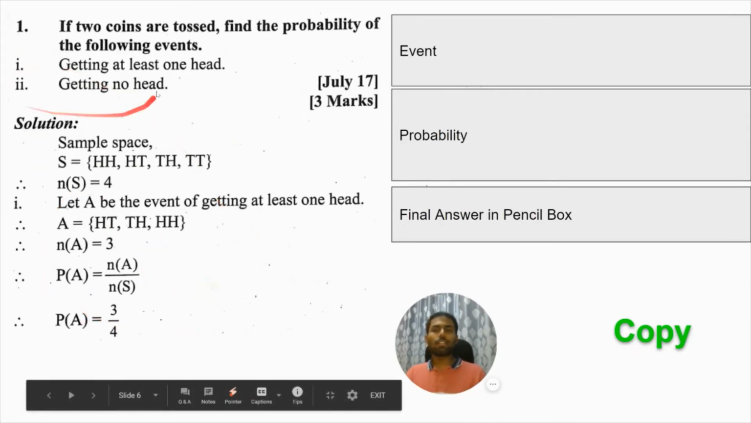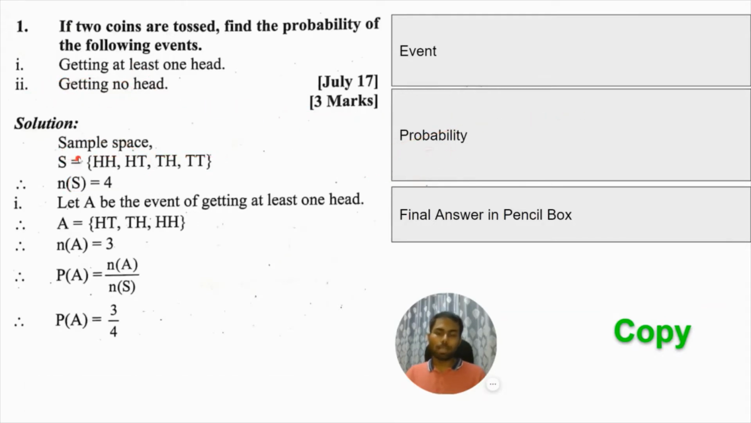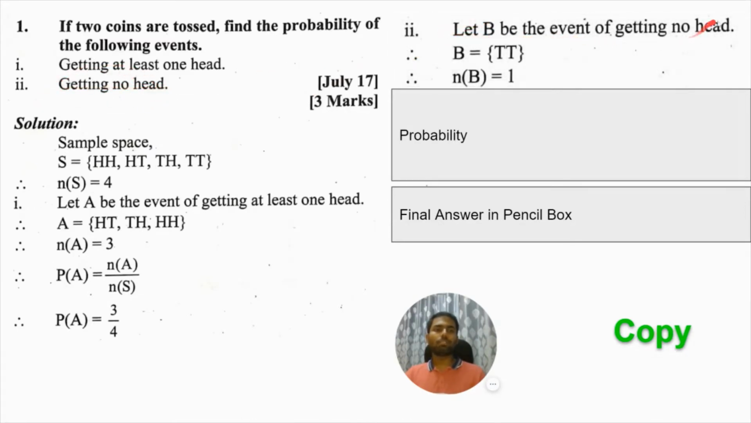For the second question, again I will start by writing the event and then the probability. I don't have to write the sample space again and again. If there is one main question, once you have written the sample space, you don't have to write it again and again for the sub questions in that main question. Okay, so again give a name to the event. Let B be the event of getting no head. So that's what I'll write. Let B be the event of getting no head.